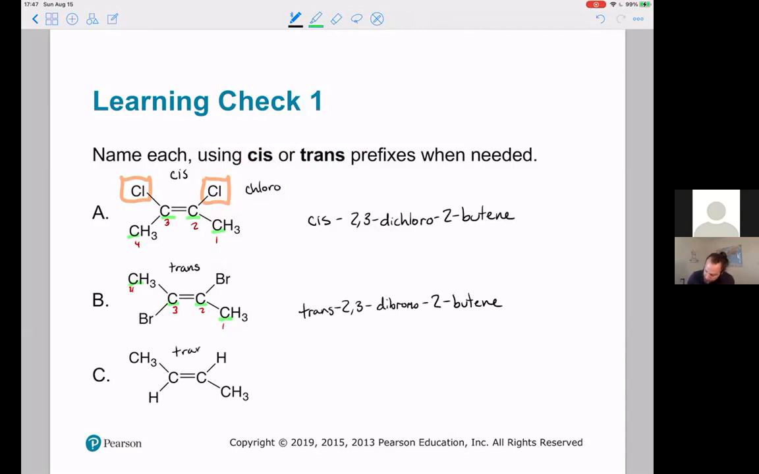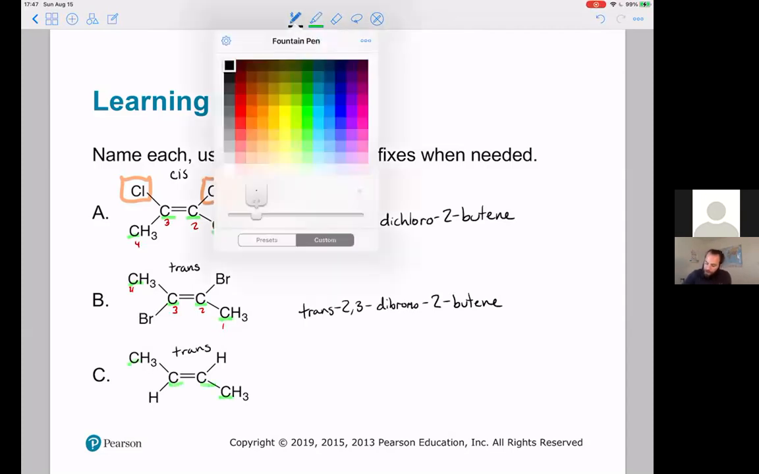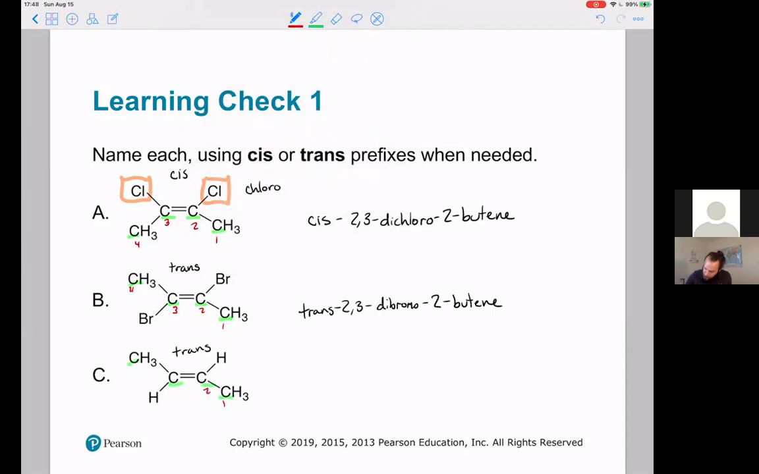Again, we could see that it is a trans isomer. 1, 2, 3, 4 is our parent chain. 1, 2, 3, 4. So this would be trans-2-butene. All right, so that's how we're going to incorporate this cis-trans isomer idea into our nomenclature.